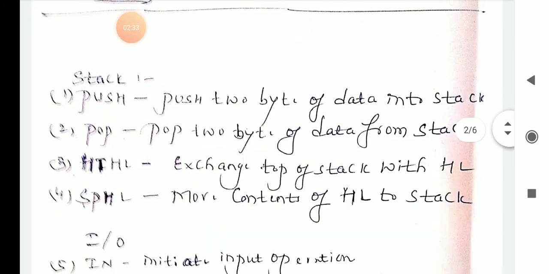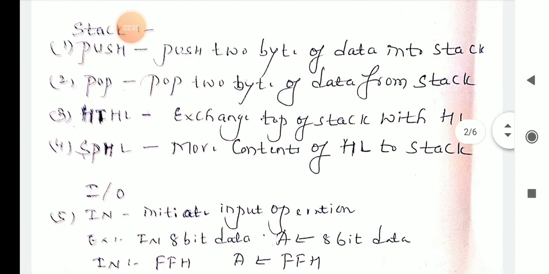Next, for the stack there are operations: one is push, another is pop, the third is XTHL, and the fourth is SPHL. We will discuss push first. Push stores 2 bytes of data into the stack and pop retrieves 2 bytes of data from the stack. In push, you take the data and store it into the memory location pointed to by the stack pointer.